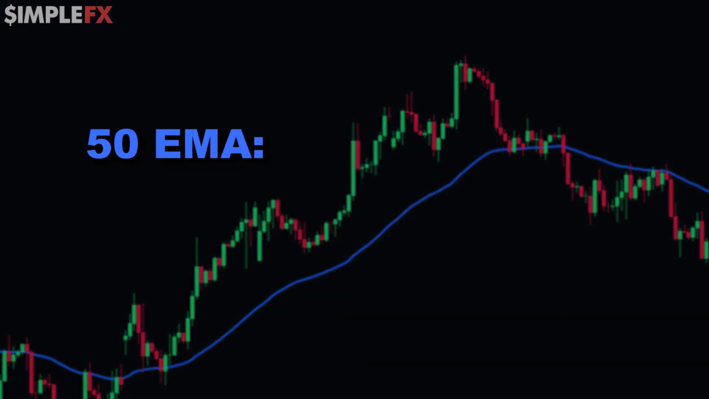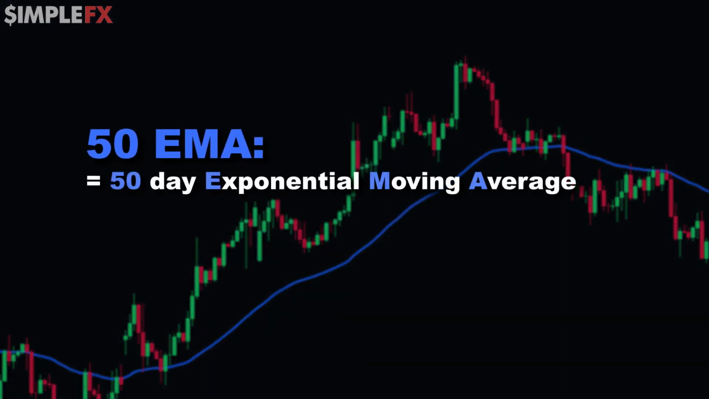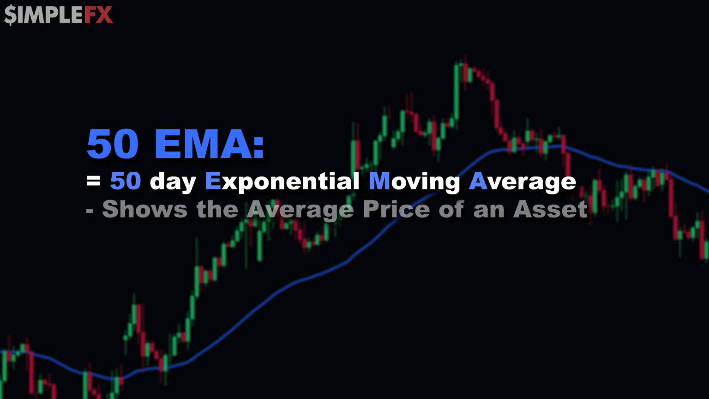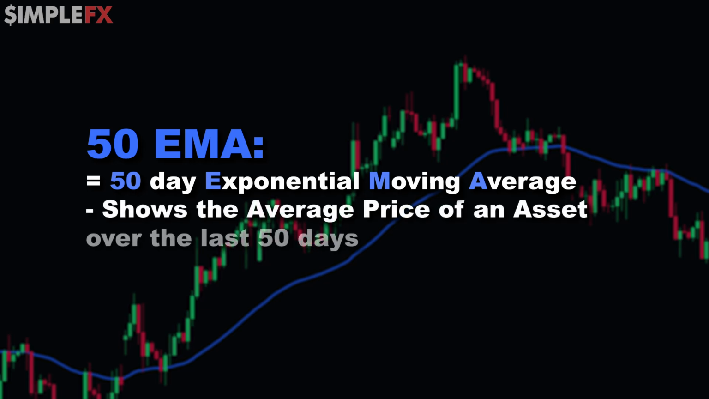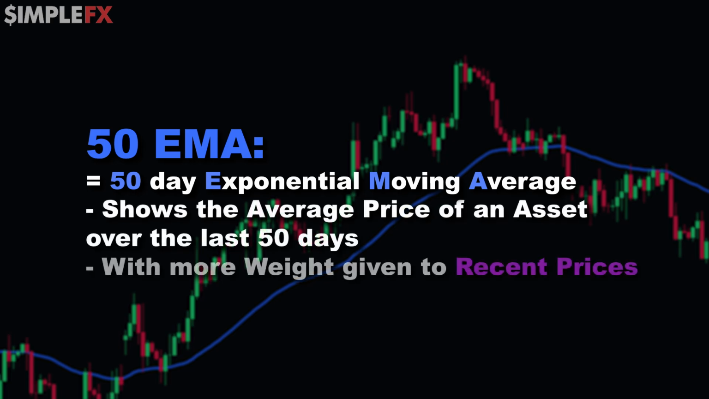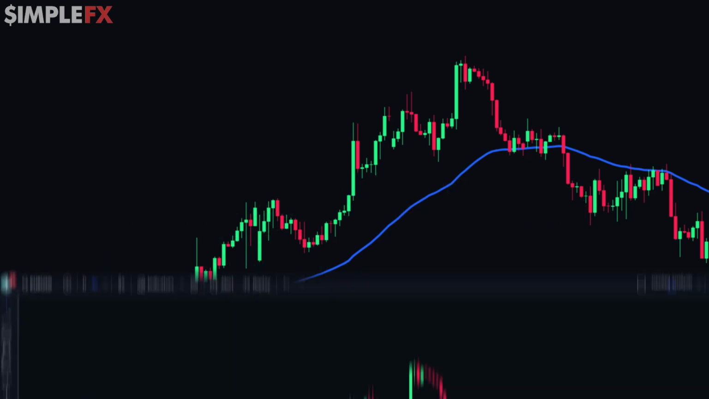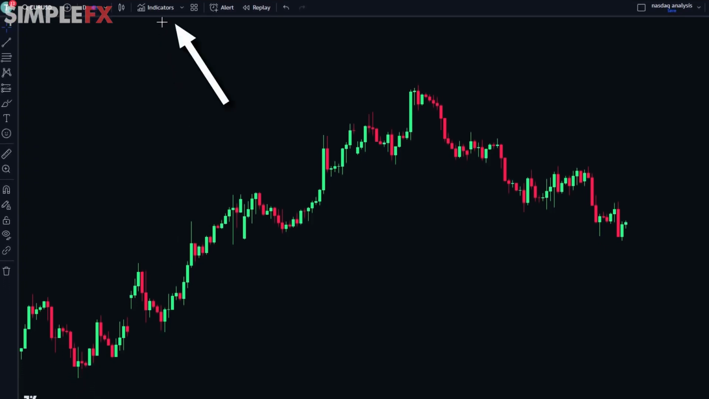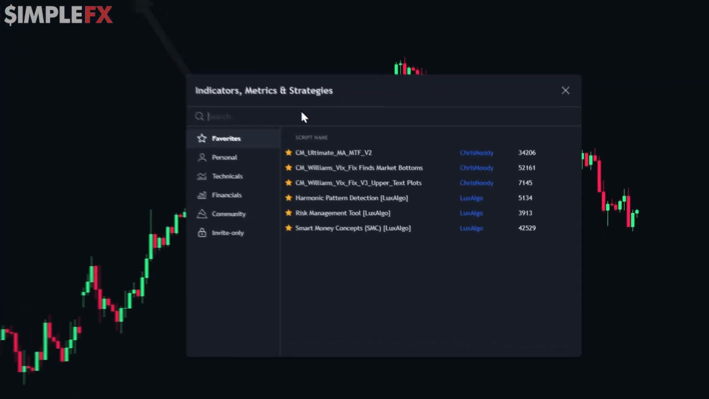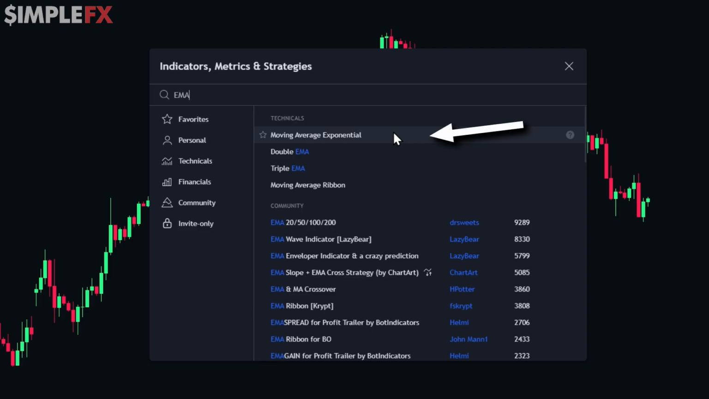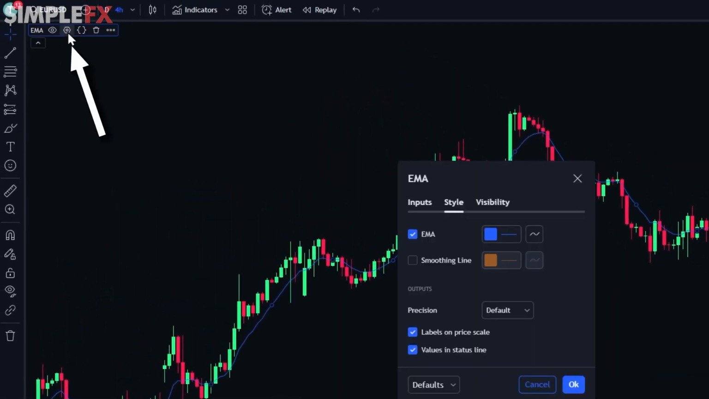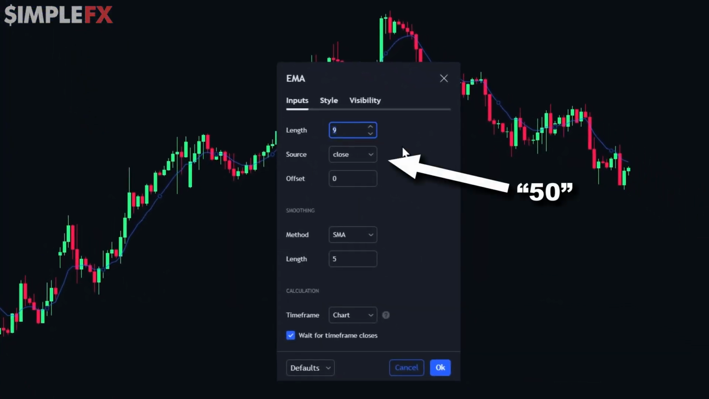The 50 EMA is the 50-day exponential moving average. It is a line on a chart that shows an average price of an asset over the last 50 days, but with more weight given to recent prices. To apply this strategy, all we need on the screen is just a price chart and the 50 EMA. To do that, pick the chart you want to analyze and click Indicators. Here, we look for EMA. We open it, go to Settings, and set it to 50.